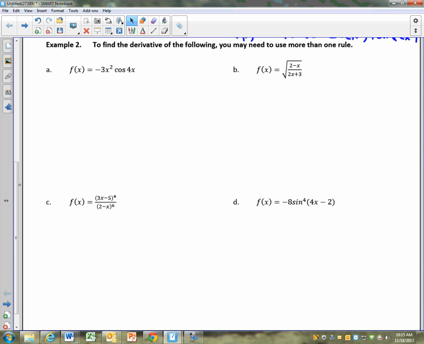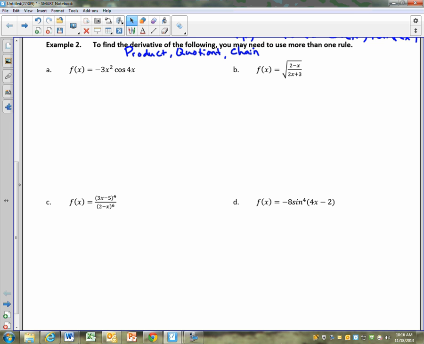And so for A, we do need to use more than one rule. When I say more than one rule, I'm talking about product, quotient, and chain. Now, those are the 3 rules that you have at your disposal. I was thinking the power rule would count as 4, but obviously you're going to use that all the time. So we've got those 3. The first one does require more than one rule. Do you know which one? Product and chain.